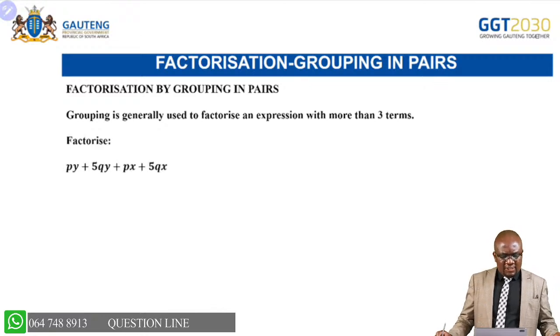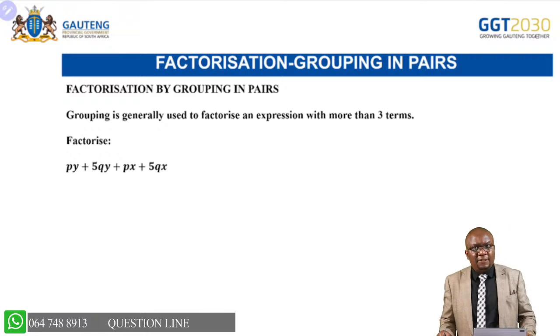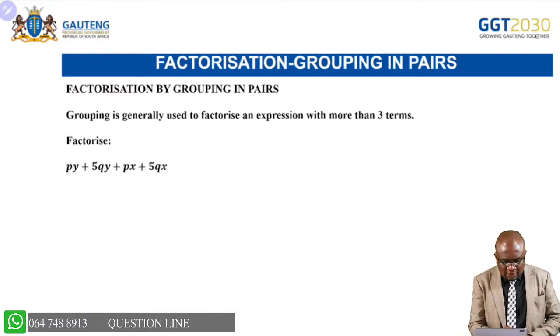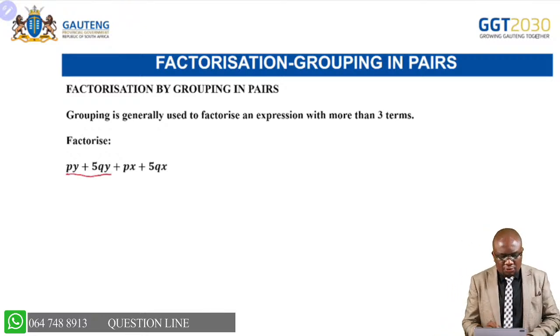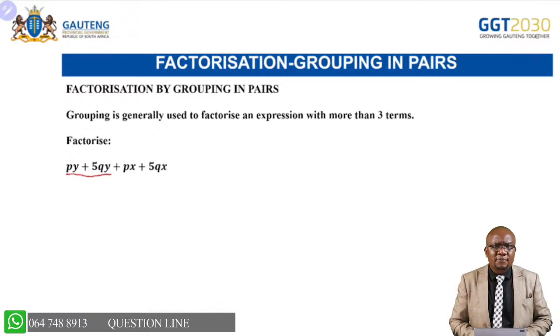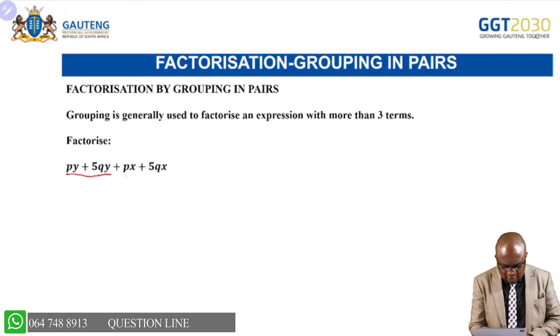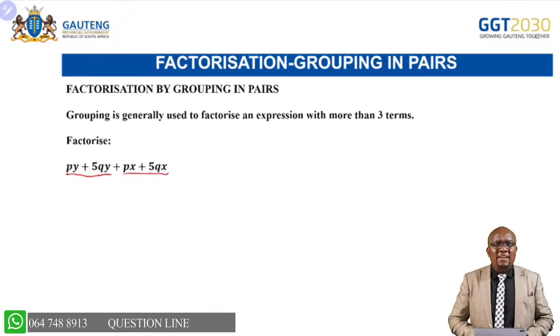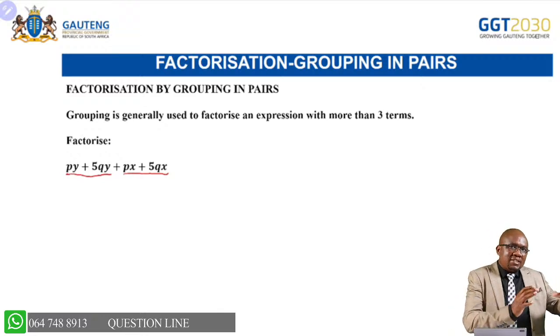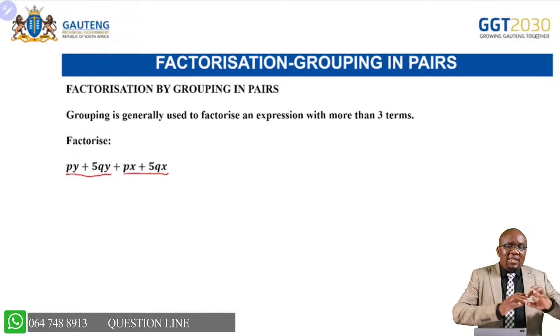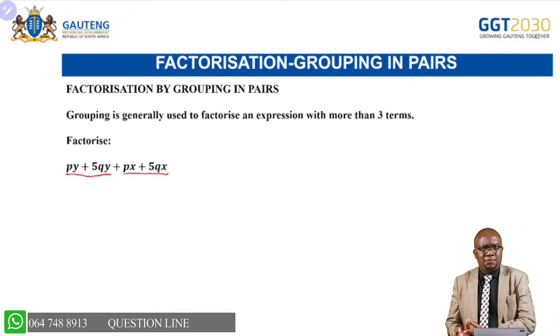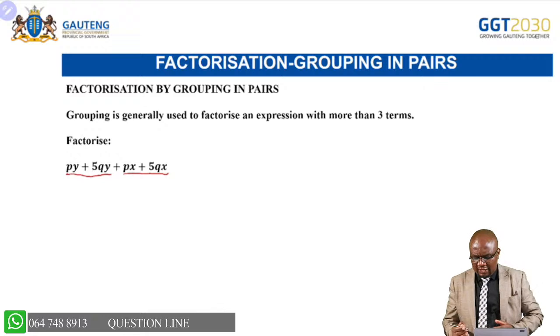Right, factorize this expression. If you check, look at the first two. Do they have anything common? Yes, they have. What is it? It's y. The last two, do they have anything common? Yes, they have. Which is what? Which is x. So we can factorize the first two, and then we factorize the last two. Do you see that?